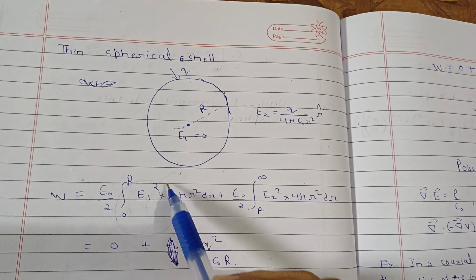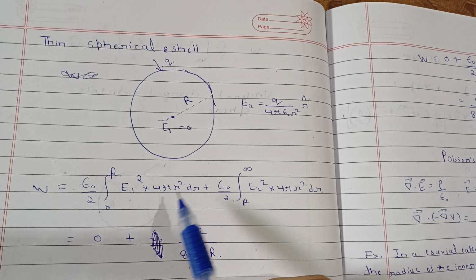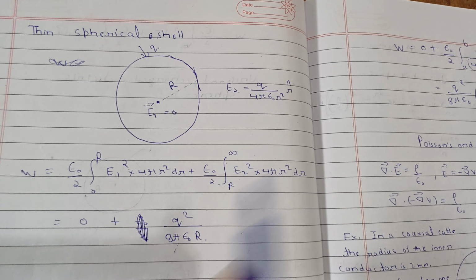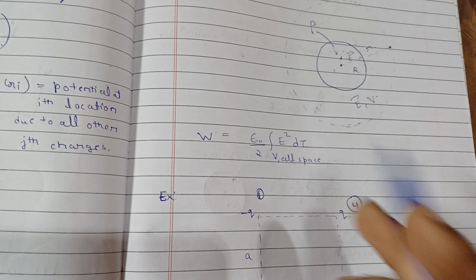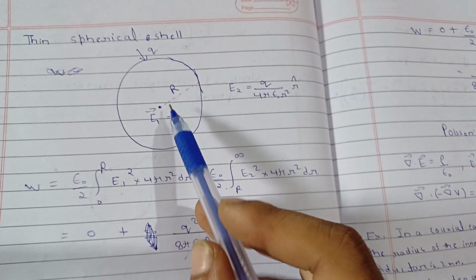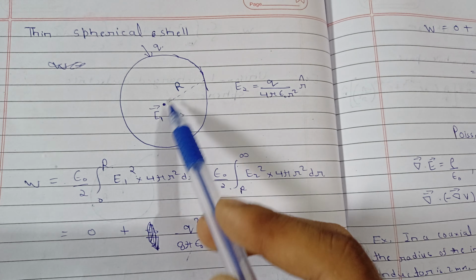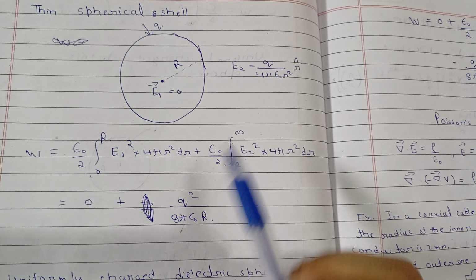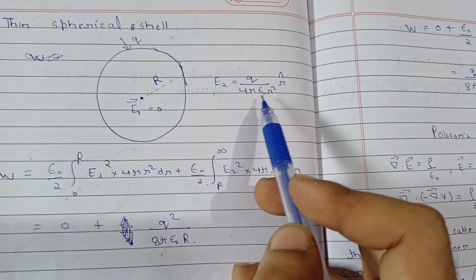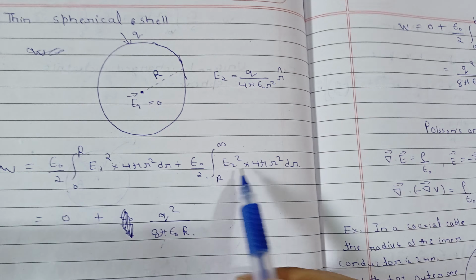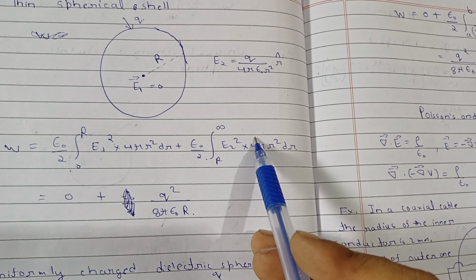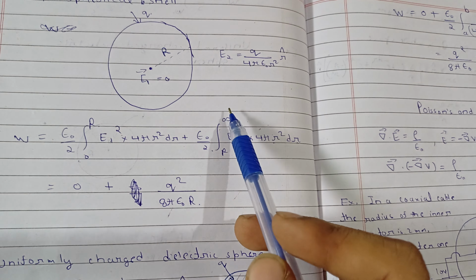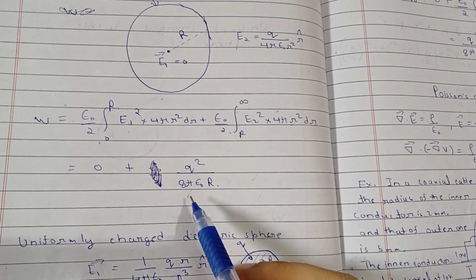So from 0 to r, E1 square, and this is your volume element 4 pi r square dr, and from r to infinity, E2 square 4 pi r square dr. So we are using this formula only. Now see, inside the spherical shell the electric field will be 0 because there is no charge, so this E1 will be 0, only this term will remain, and outside, E2 will be q by 4 pi epsilon naught r square. We already calculated this value, so just put it here, take the square, and integrate r with dr. This is an easy calculation for the limits. You will get your answer: q square by 8 pi epsilon naught r.